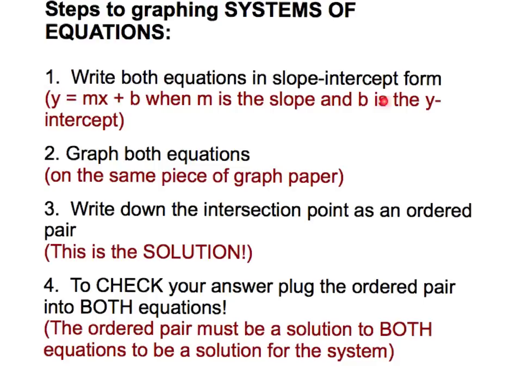Step 1, you need to write the equations in slope-intercept form. Quick reminder that m is your slope and b is your y-intercept. You graph both equations on the same sheet of paper, and the intersection point is the solution to the system. This last step is an awesome way to check your answers. So on a test or quiz, you'll know if you got your answer right by quickly substituting in your solution into both equations.